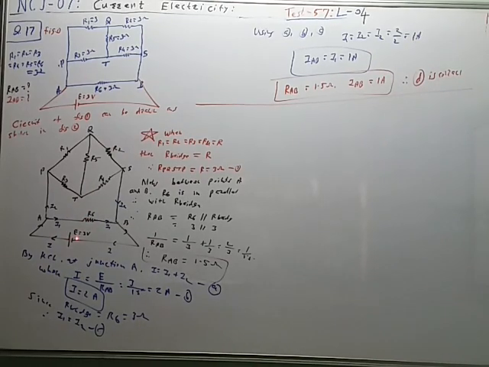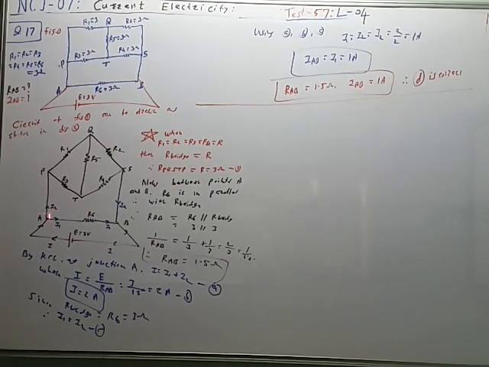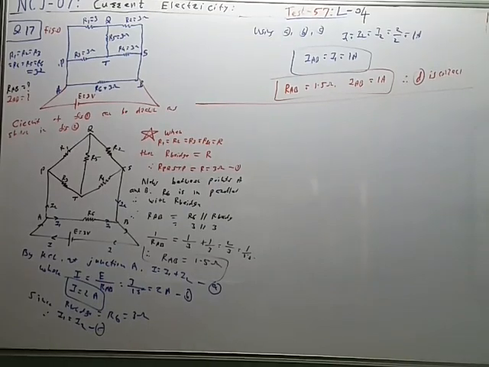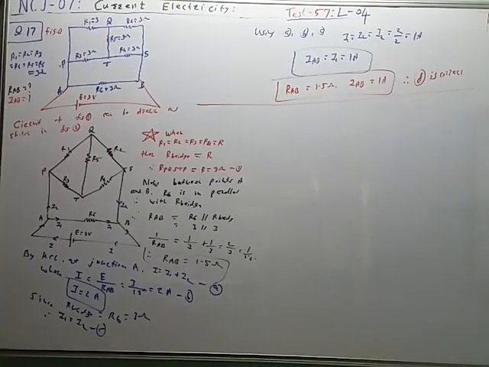So current supplied by the battery is 2 ampere. So it is divided into the two parts. So this current is 1 ampere, this current is 1 ampere, and we have to find this current like this. So why R bridge is equal to R? That can be proved very easily like this.